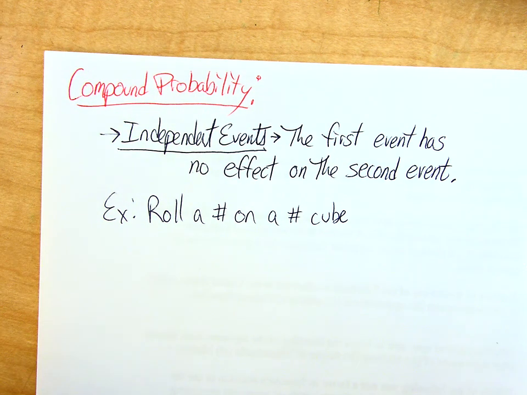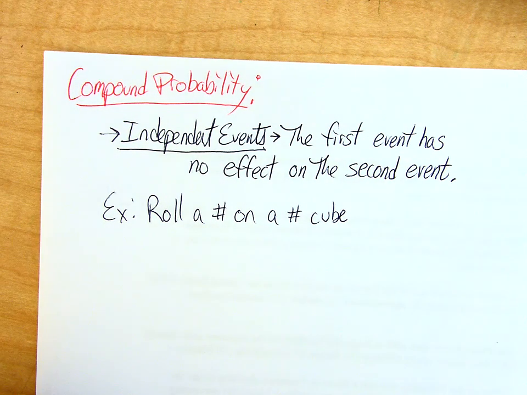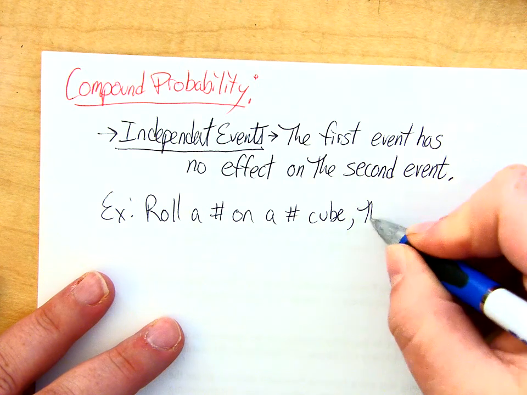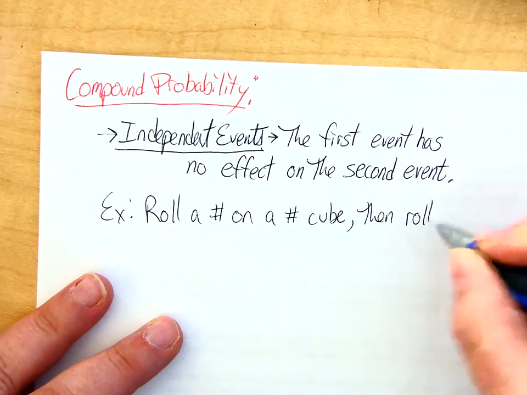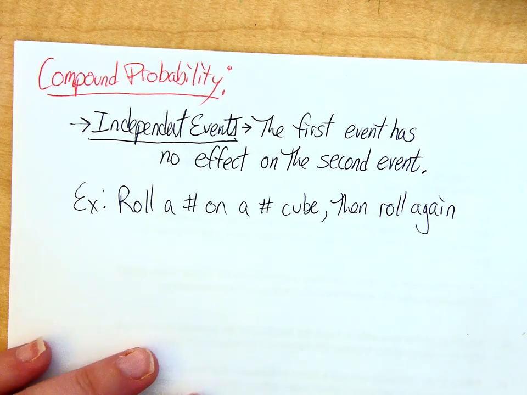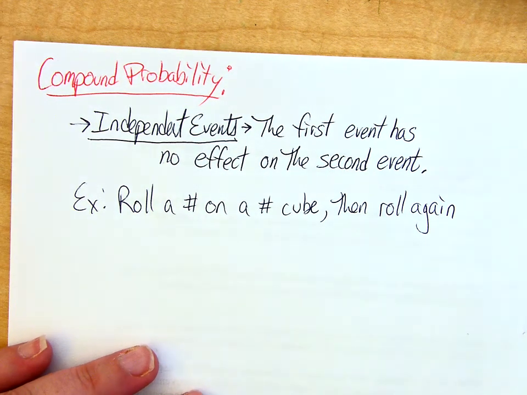Your answer for the first roll has nothing to do with your answer for the second roll, right? You roll once, you pick it up, you roll again. Maybe you'll get the same number, maybe you'll get something different. They have nothing to do with each other. The first event has no effect on the second event. So you're doing two things. You're rolling once, and then you're going to roll again.